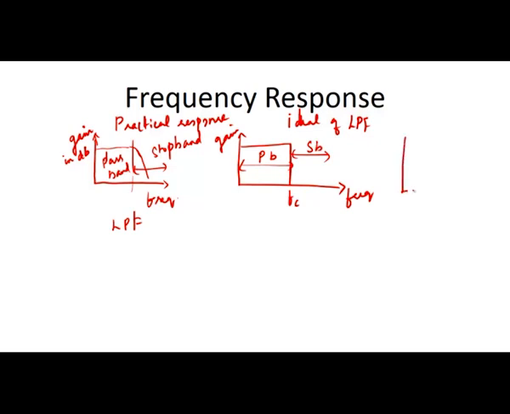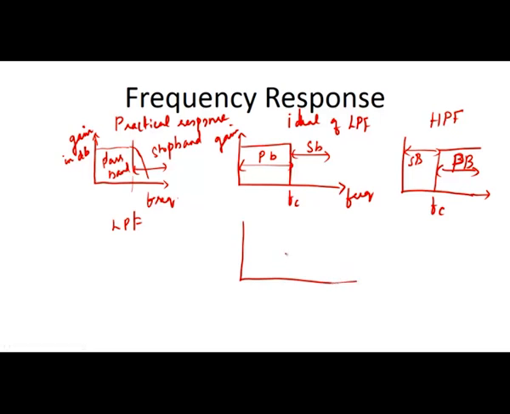Similarly, for the ideal response of the high pass filter, you have the stop band initially because it is going to allow only the higher frequencies of the specified signal. Say this Fc is the cutoff frequency, and after the cutoff frequency all the frequency signals are passed through this filter, and so it is the high pass filter. This band is the pass band, PB refers to pass band.